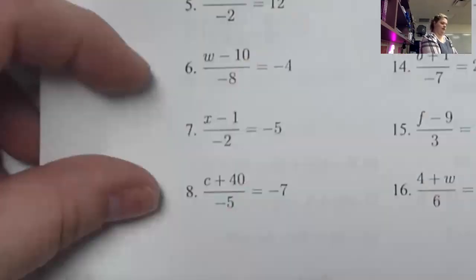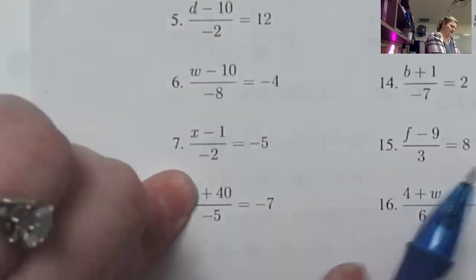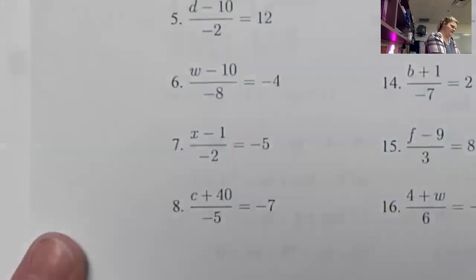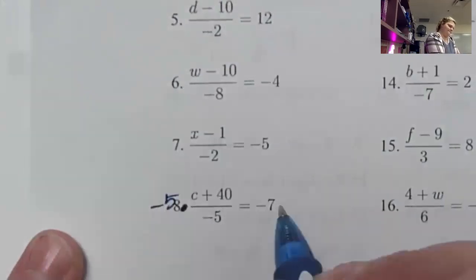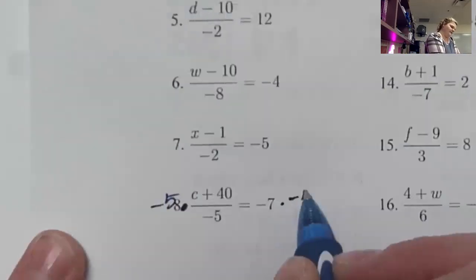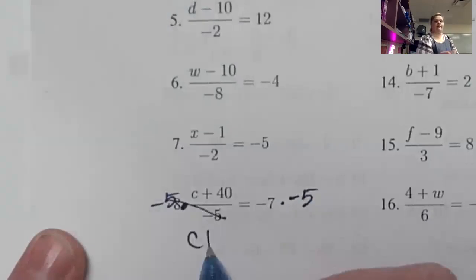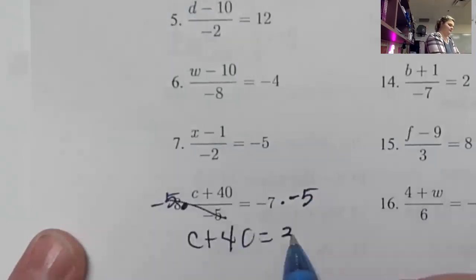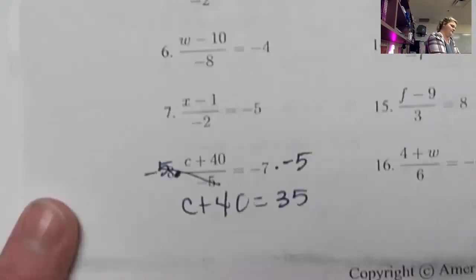So what I do is I get rid of that dividing by 5 first. So undo dividing by 5 by multiplying by negative 5. So I have c plus 40 equals 35. And then it's just a basic problem. How do I get rid of the plus 40? Minus the 40.